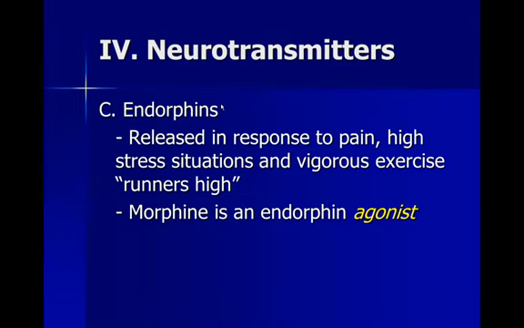Endorphins, which we talked briefly about a moment ago, are released in response to pain, high-stress situations, and also vigorous exercise, which is where the quote-unquote runner's high comes from. And in fact, morphine itself is what we call an endorphin agonist. That is, it helps these endorphins reduce pain response, which is why it's a pain reliever. And in fact, most of the pain relievers we're going to talk about are involved in endorphin systems, which is one of the reasons why they can be so addictive, because they do create that high that is associated with a great deal of endorphins.